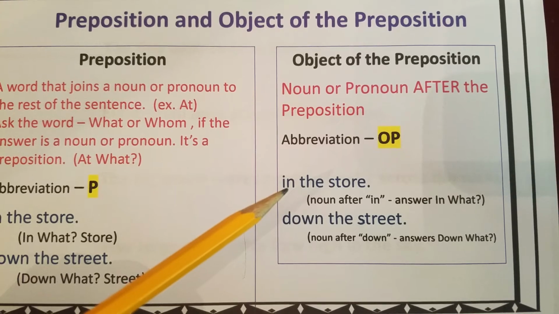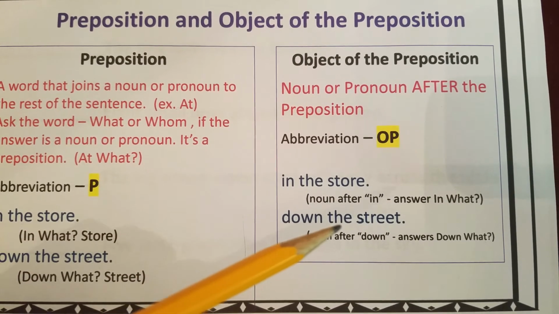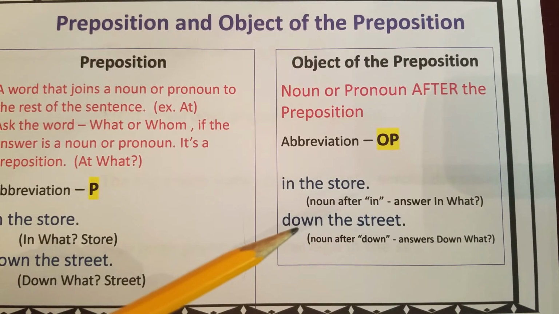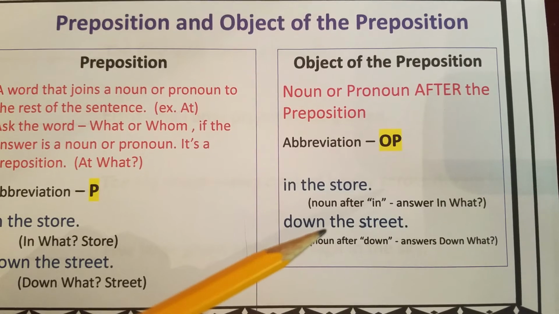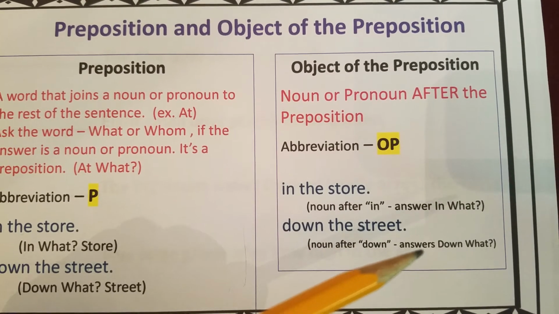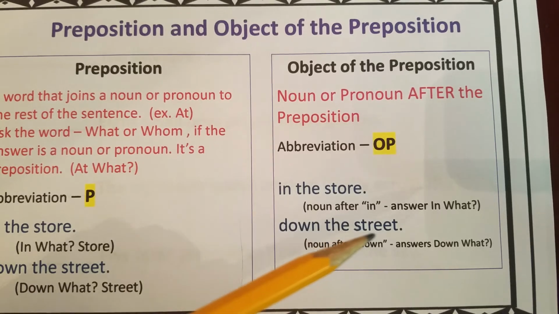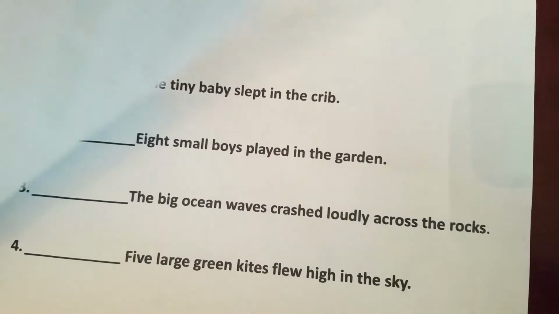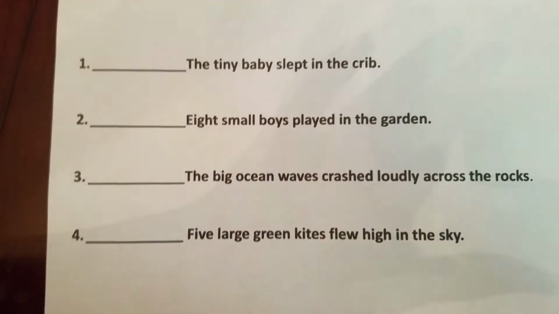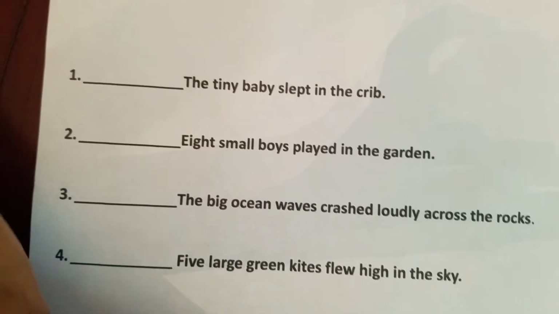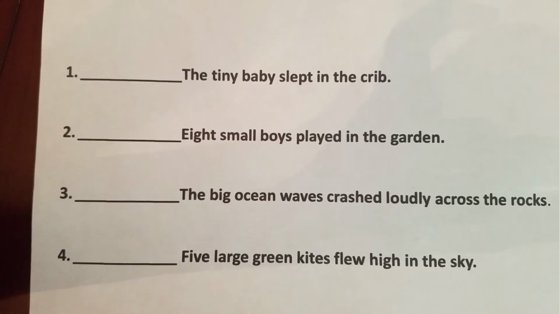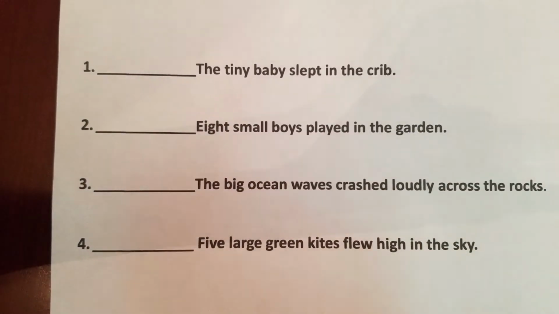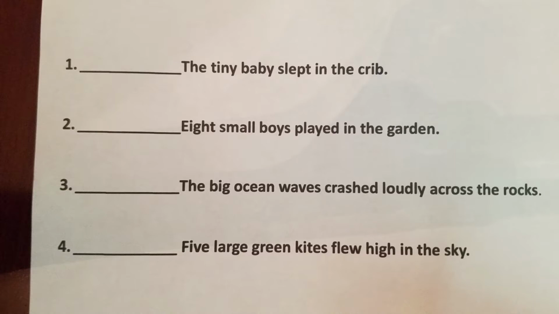It's what the preposition is talking about. Down the street. Street is a noun, and it's after the preposition. Down what? Street. So that's how you find your preposition and object of the preposition. So let's just do a couple of examples. And then I think we are pretty much done for our pattern 1 sentences. So let's do from beginning to end for prepositional phrases. So this is a typical sentence that you're going to find.